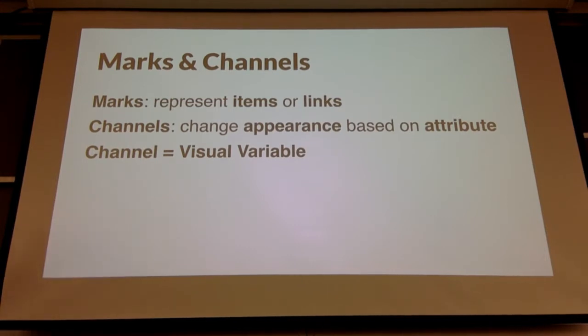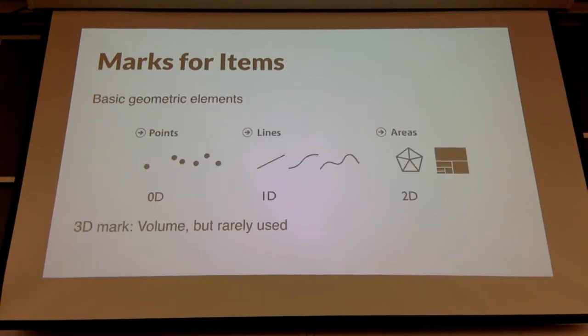Channel is also called, especially in older literature, visual variable, and sometimes also aesthetic properties. I think in R, in ggplot, they call these aesthetic properties. So what are the marks for items? We have these basic geometric elements like points, lines, or areas. You could also use volumes, but in practice that's not a good idea, and we'll be talking more about that.